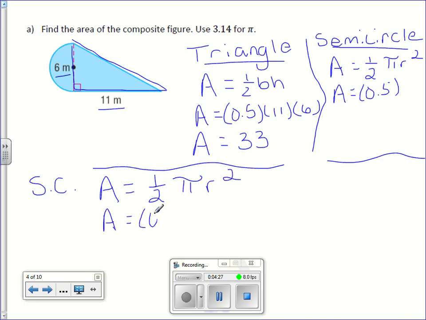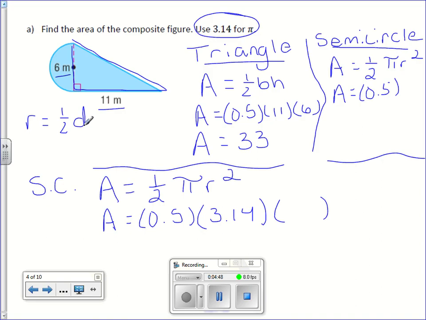Area equals 0.5. It says to use 3.14 for pi. And what's the radius? Be careful, it's not 6. What is 6? 6 is the diameter. So to find the radius, it is half the diameter. So the radius is half of 6, which means our radius is 3. So what we're plugging in here is 3. You have to be careful about that.